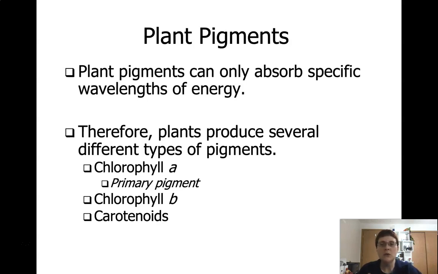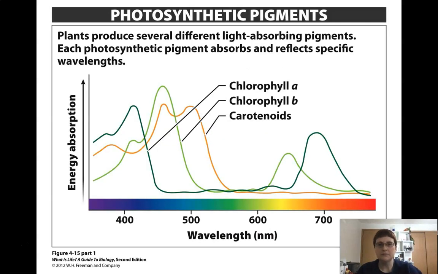What we're going to do next is I'm going to show you a graph that has the three different groups, chlorophyll A, chlorophyll B, and the carotenoids, graphed out along with which sections of the visible spectrum they can absorb. So we can see why they need all three of them. So here's the graph, and you can see the three different ones. Chlorophyll A is this dark green line, chlorophyll B is the light green line, and the carotenoids is the orange line.